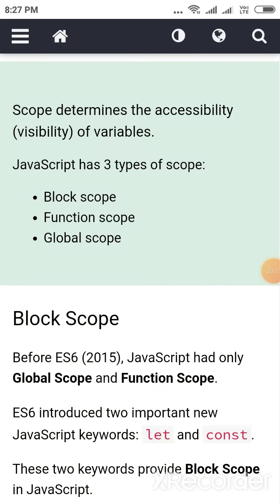In JavaScript, there are three types of scope. The first one is block scope, the second is function scope, and the third one is global scope. So, what is block scope?